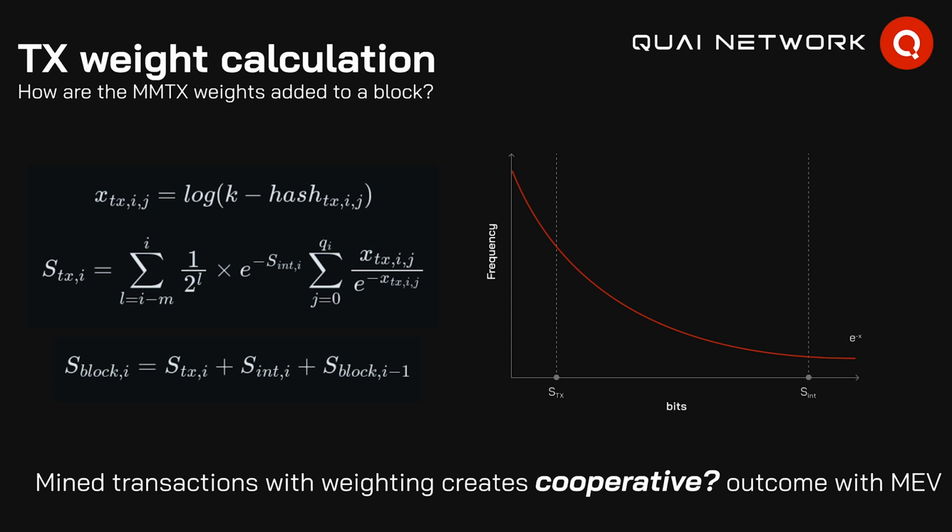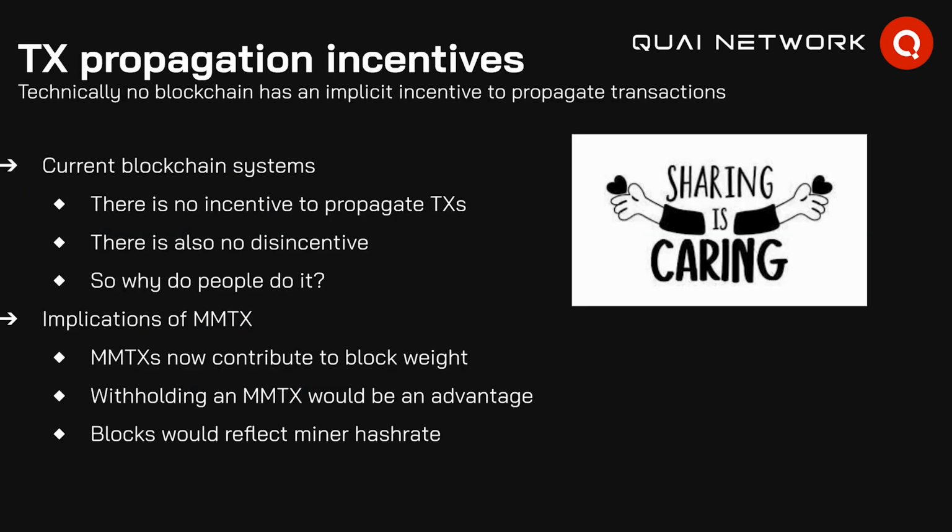So then the question is, does mine transaction create a cooperative outcome? And before we answer that question, we actually have to go back in time a little bit and just ask ourselves, what is the TX propagation incentive that exists in current networks? And the really interesting answer to this is that it doesn't.